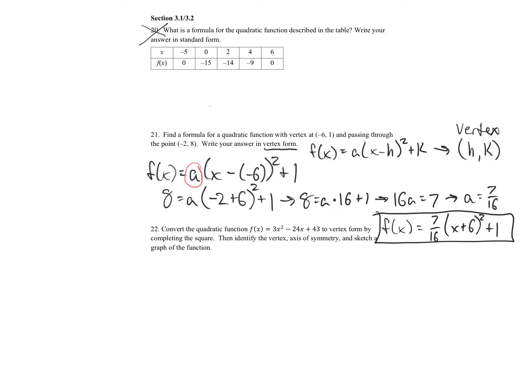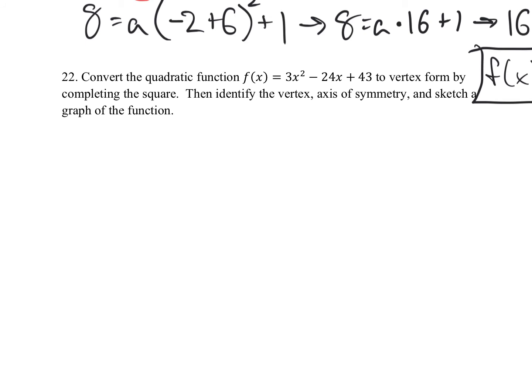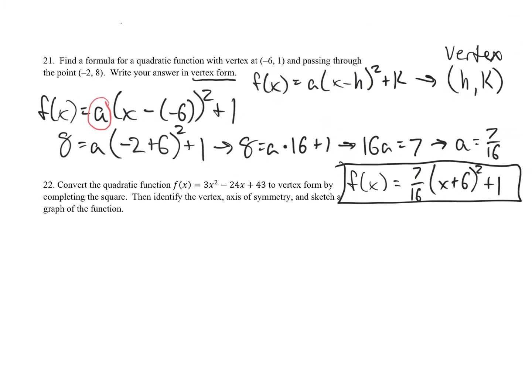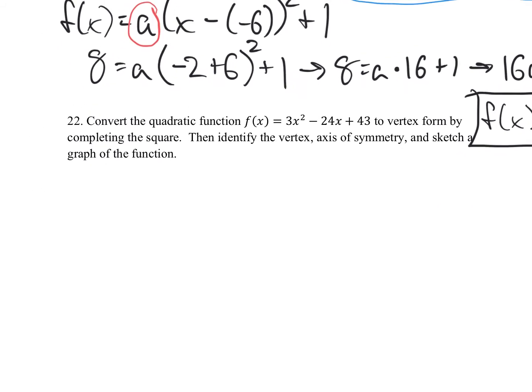So now I'm going to continue into the next question, number 22. Convert the quadratic function f of x equals 3x squared minus 24x plus 43 to vertex form by completing the square. Then we need to identify the vertex, the axis of symmetry, and sketch a graph of the function. So first of all, we know from the previous problem, the format that we are looking for is that top formula that I'm going to box in blue. It's very important. This is our vertex form. So we need to convert it by completing the square.